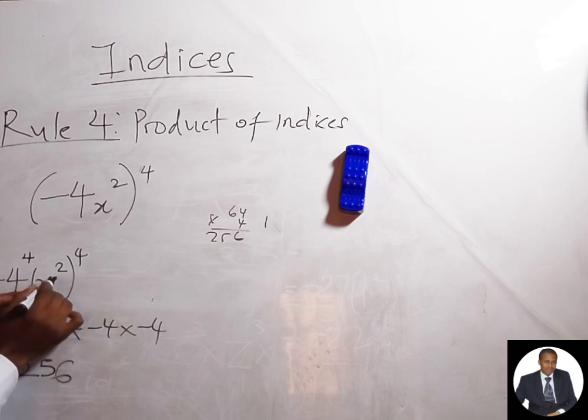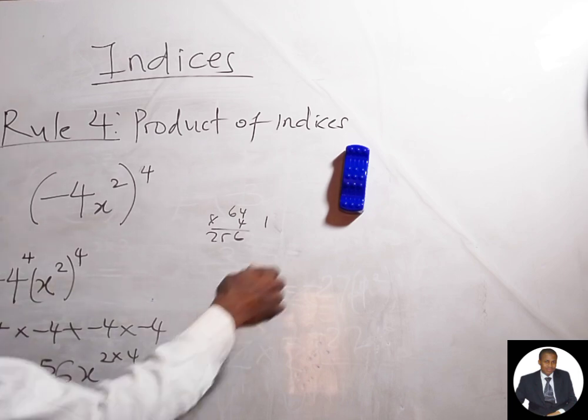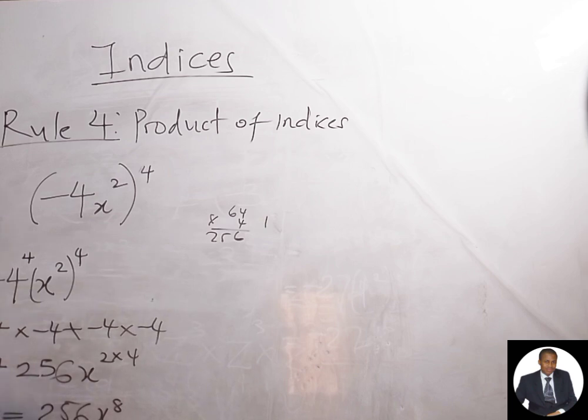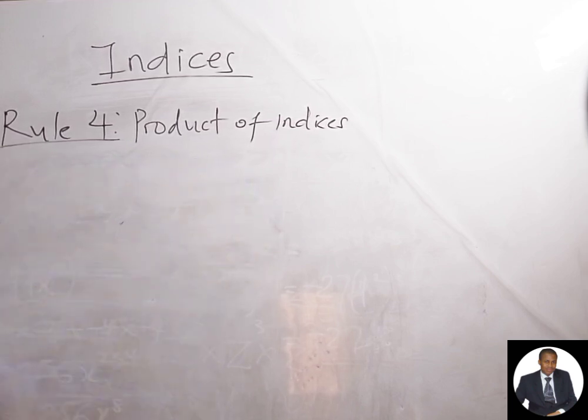Then we say x squared times this. That will be x squared times 4. That will give us 256x to the power of 8. That's the answer we have here. Let's look at another question.